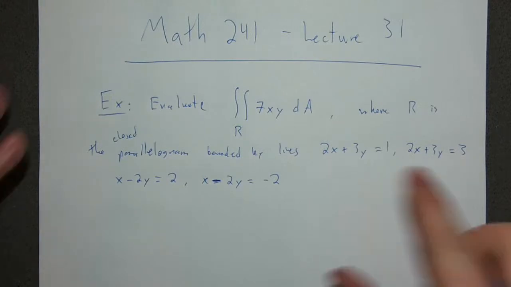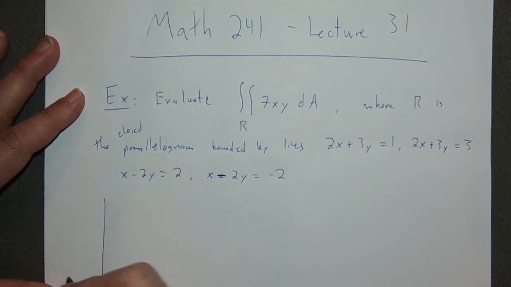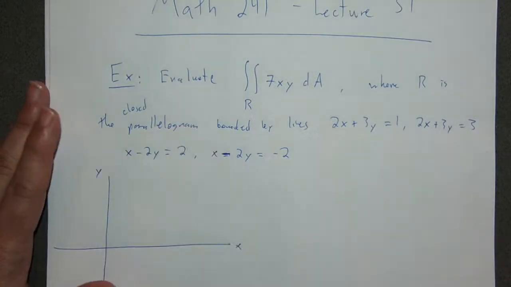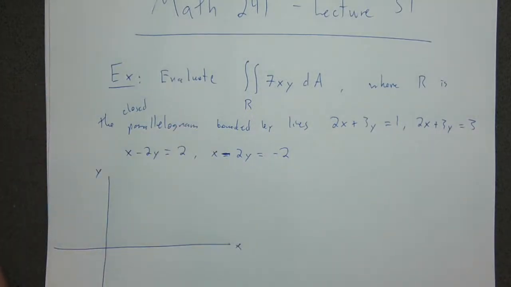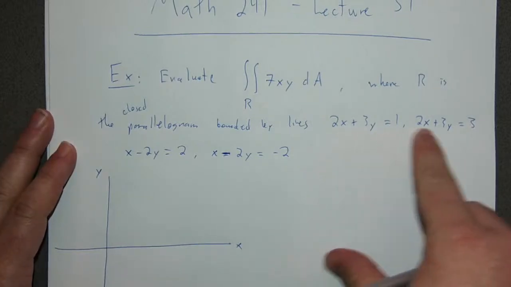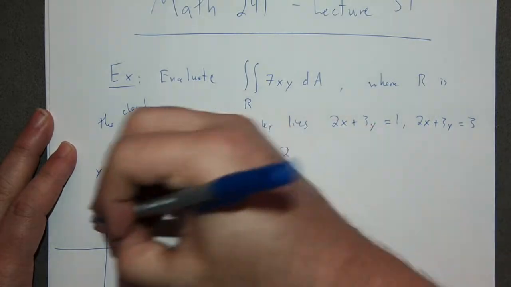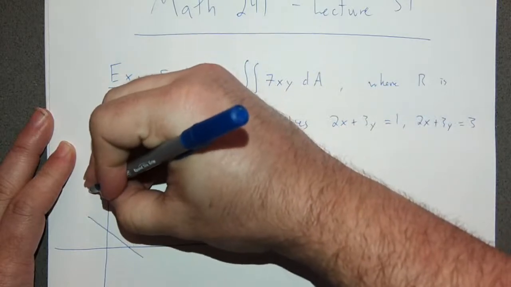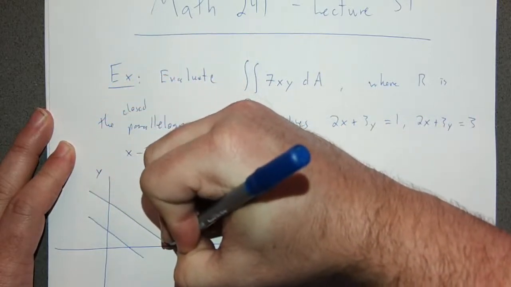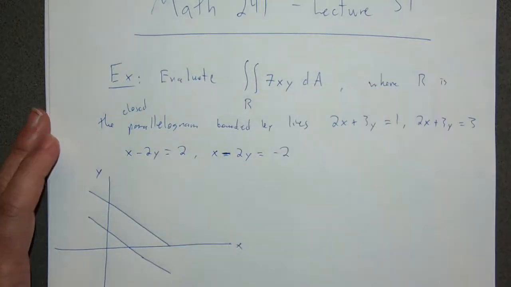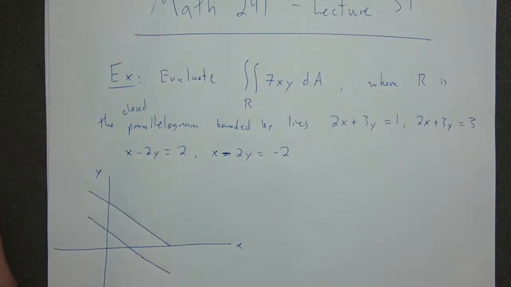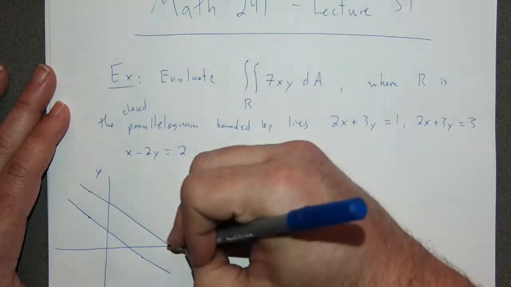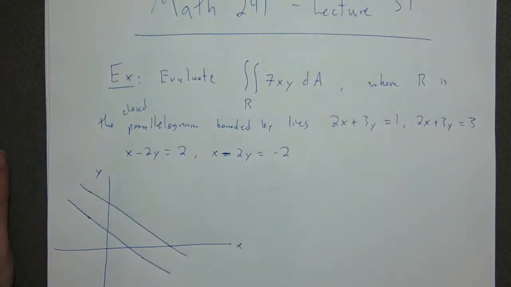So what does this R look like? Let's draw it real quick. We're just going to sketch this. It's bounded by these four lines: 2x plus 3y is equal to 1 and 2x plus 3y is equal to 3. Those look something like this. I'll extend both of those. Those are pretty bad lines.